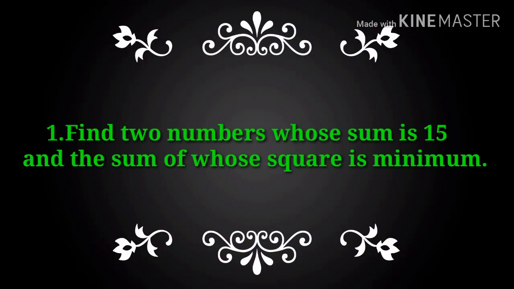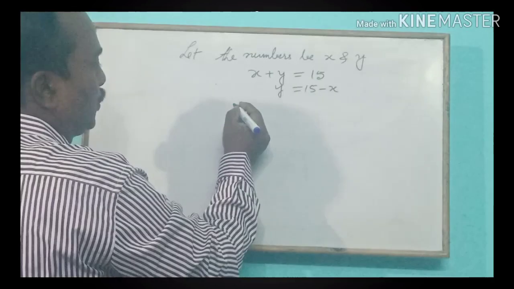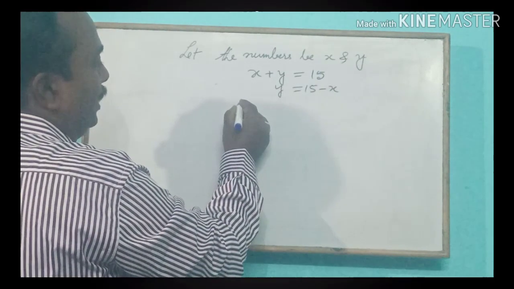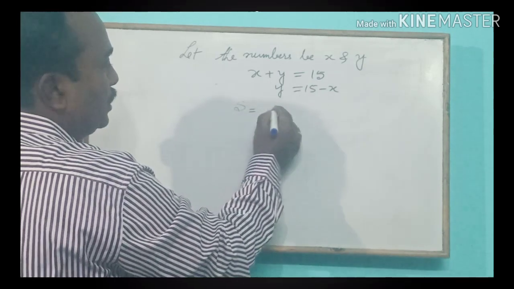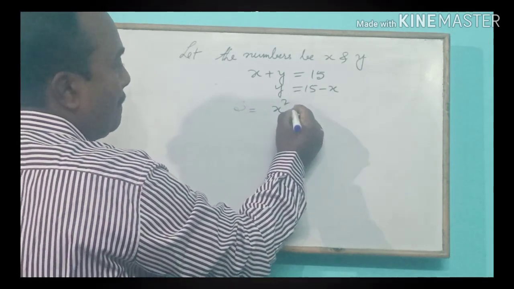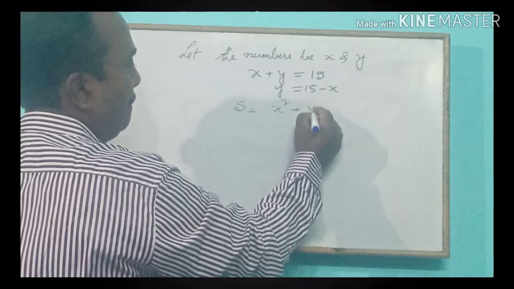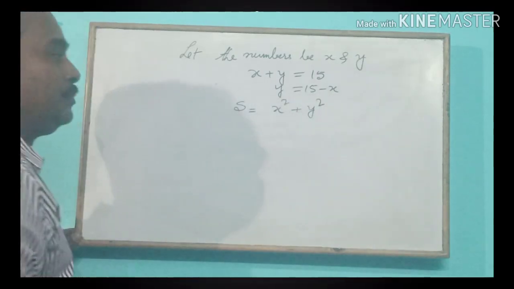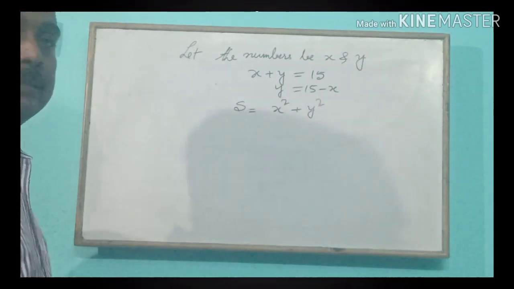So let us move on with the problems. Find two numbers whose sum is 15 and the sum of whose squares is minimum. Minimum we have to show. So let S denote the sum of the squares. S is x square plus y square.